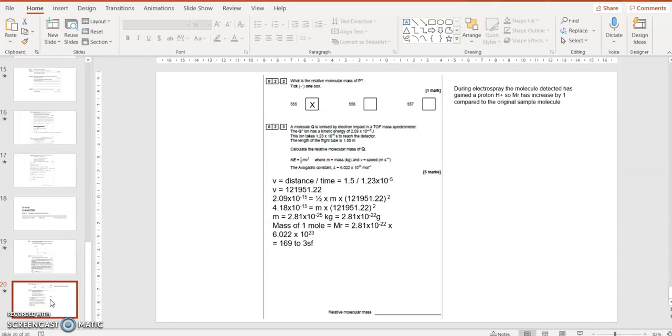To convert a large unit like kilograms down into a small unit, you multiply by 1,000, so that becomes 2.81 times 10 to the minus 22 grams. Okay, that's for one particle. So to work it out for a mole, which has got Avogadro's number of particles in it, you multiply by Avogadro's number to work out the mass in grams for one whole mole. And it will come out as 169 to 3 significant figures.